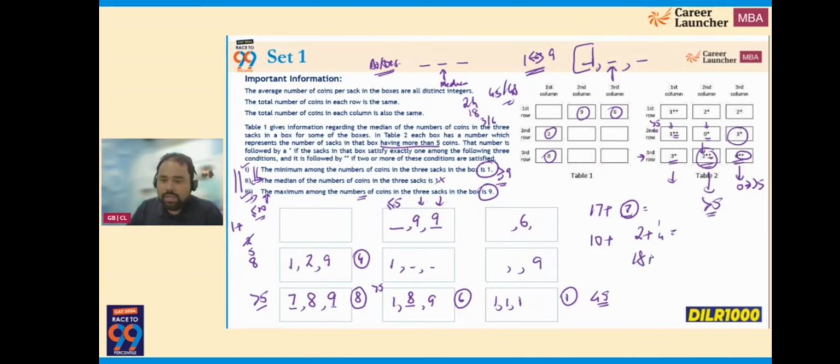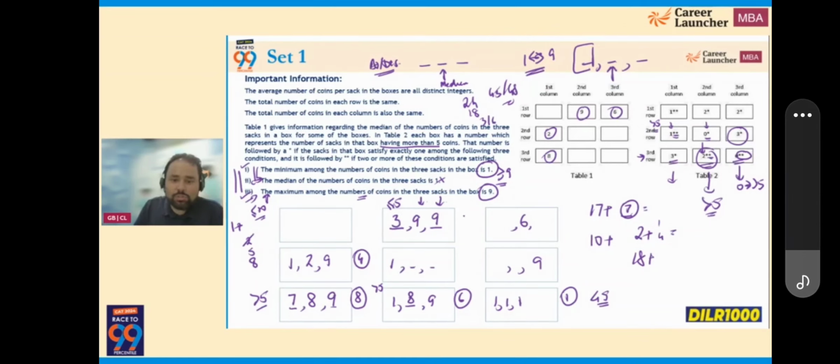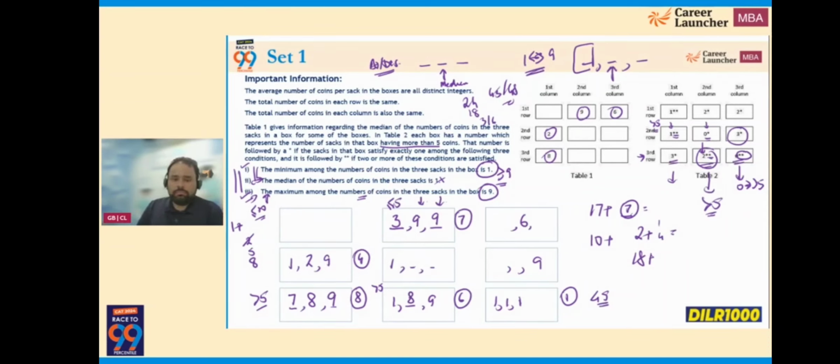18 plus what? 18 plus 3 can work because 18 is already divisible by 3. Can it be 18 plus 6? No, it has to be less than or equal to 5. So this has to be 3. 9, 9, 3. This is done. Clear till here? Everybody is clear till here?